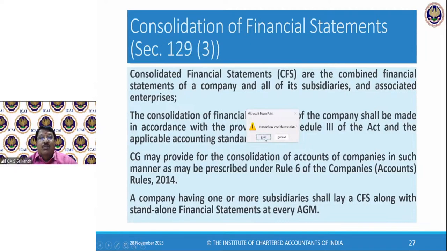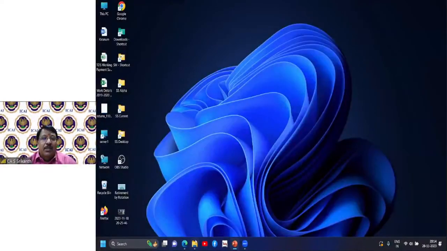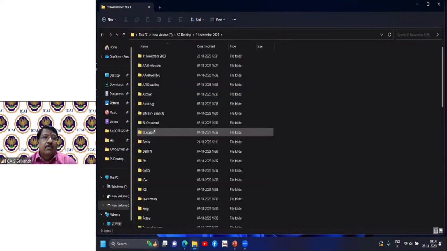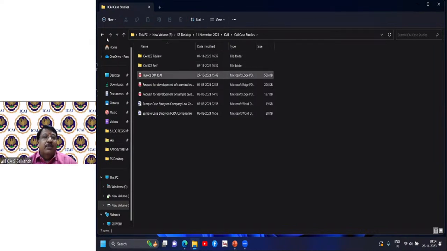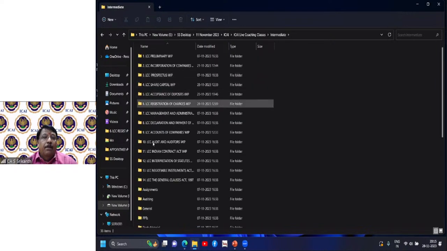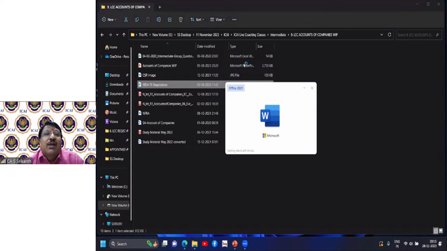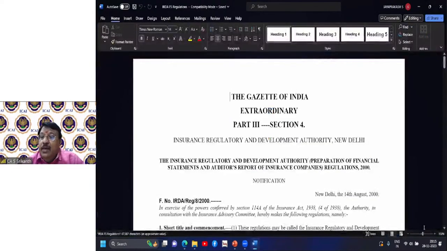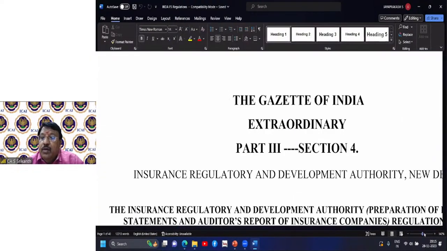Give me 1 minute. I'll just show you. This is something just for your information. Even if you cannot see it, it is okay in a big way, but just have a look at it. I'll maybe expand it and show it to you. See, this is the IRDA financial statement regulation. If you want, I will make it a little bigger.